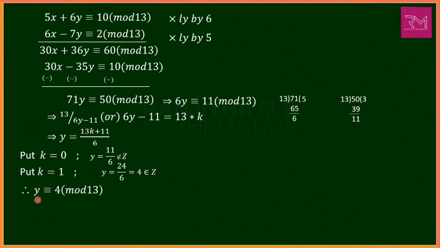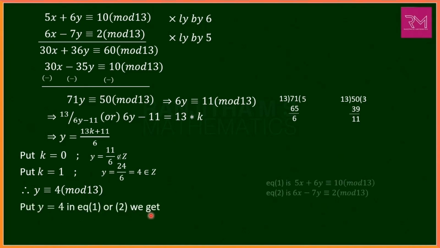As before, here we get a value of y. Again, we have to find the value of x. For that, we have to put y is equal to 4 in equation 1 or equation 2. Equation 1 is this, equation 2 is this. Both are the same. I am substituting y value as 4 in equation 1, that is 5x plus 6 into 4 is congruent to 10 modulo 13. Here 6 into 4 is 24.